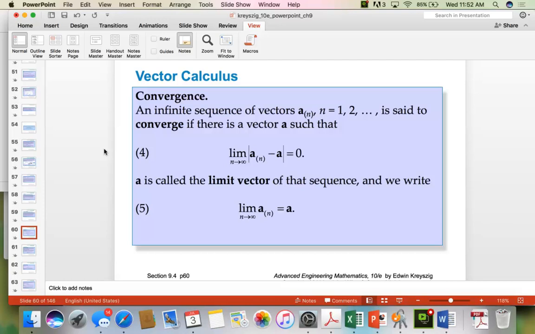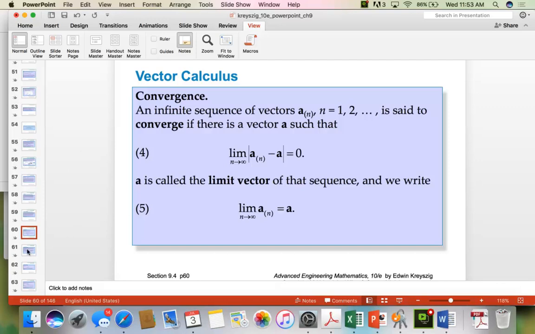Convergence, basically the definition of convergence. If we have some infinite sequence of vectors, denoted a sub n, such that n is 1, 2, and so on, then the vectors are said to converge if there is a vector A such that as n goes to infinity, the limit of a sub n minus A is equal to 0. That's referred to as the limit vector of the sequence, and it can be written as given in expression 5 here.